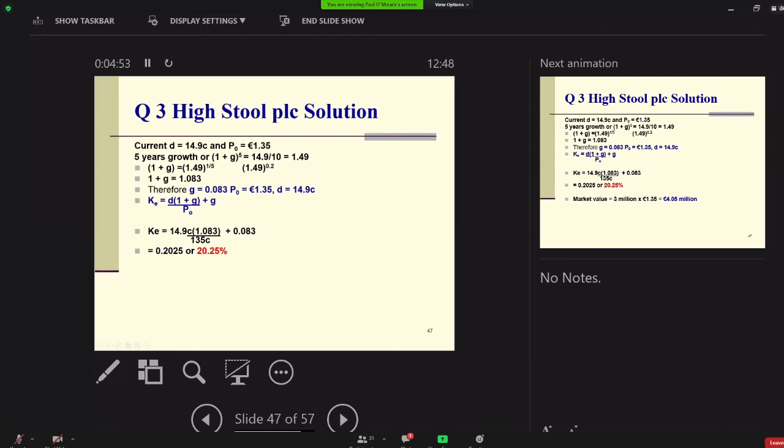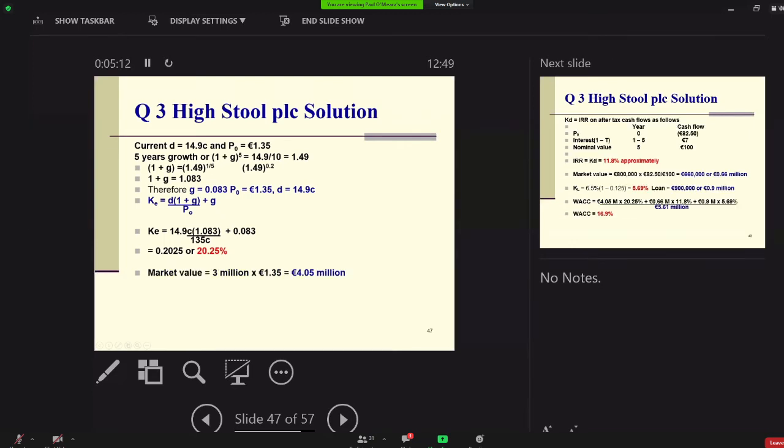Second thing you'll do is you'll work out what's called the market value of the equity. And that's quite easy. The market value of the equity is based on the number of shares. And in the question, it's explicit. It tells you there are 3 million shares in the company. And the share price, of course, is 135. So you just take your 3 million and you multiply by 135 and you get the value of all of the shares.